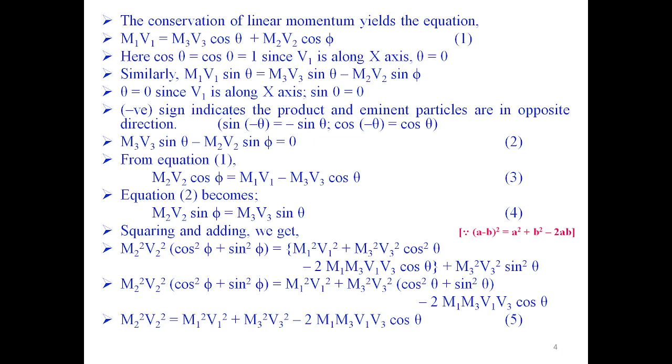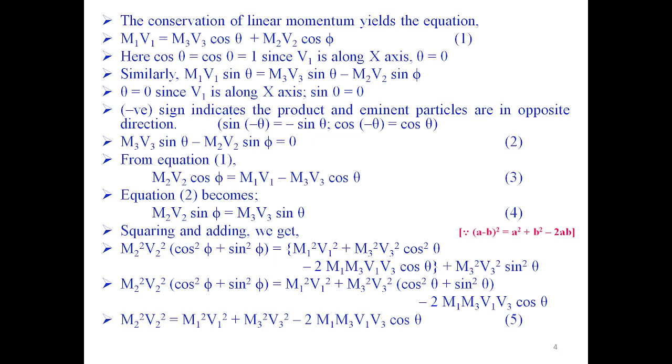So let's sort out the horizontal and vertical components of the particle velocity before and after collision. It will be m1 v1 cos theta, which is equal to m3 v3 cos theta plus m2 v2 cos phi. Here cos theta, which is equal to cos 0, we know is 1. Since v1 is along the x-axis, the vertical component is 0. That means theta equals 0. So the equation becomes m1 v1 equals m3 v3 cos theta plus m2 v2 cos phi.